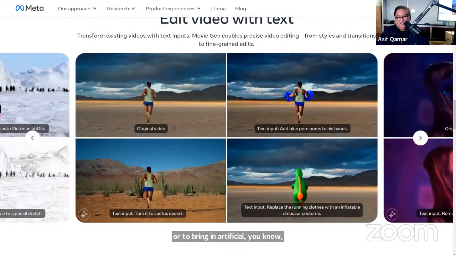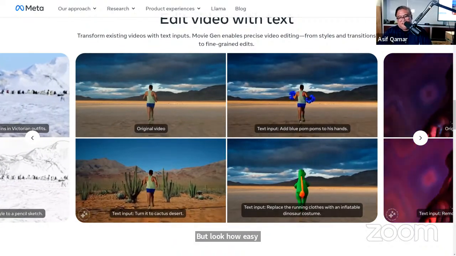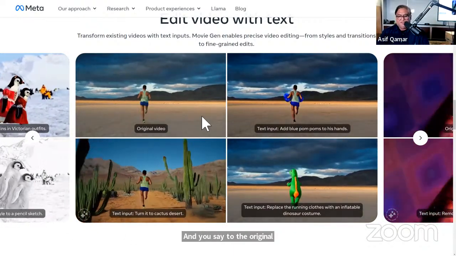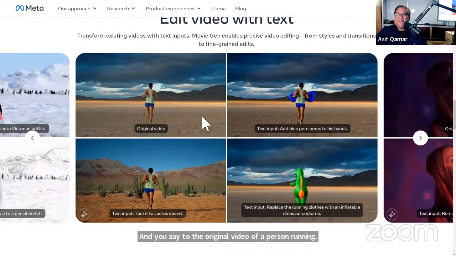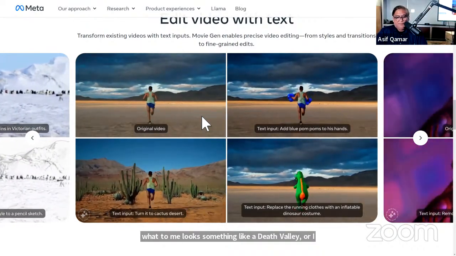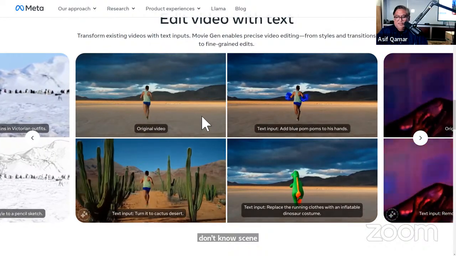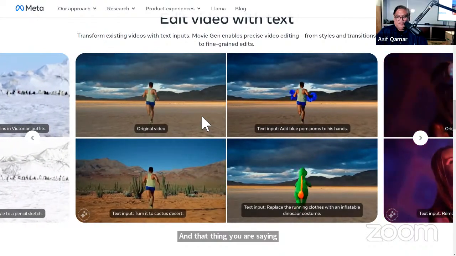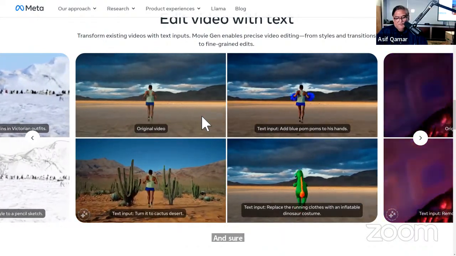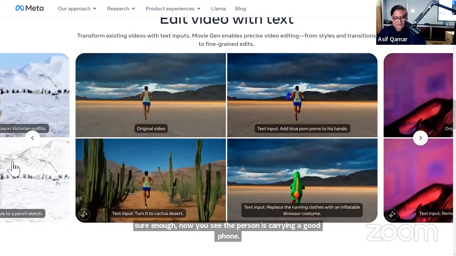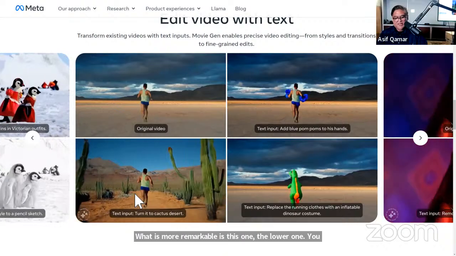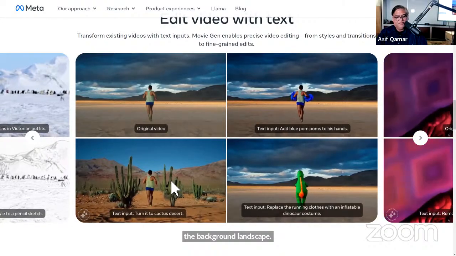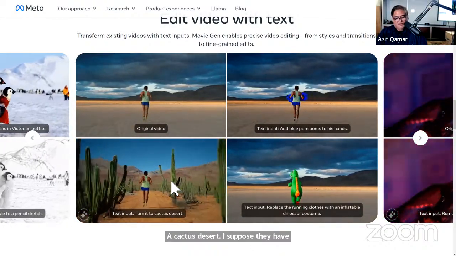But look how easy it is here. You just give it a text input and you say, to the original video of a person running, in what to me looks something like Death Valley, or I don't know, some sort of a plain valley, add blue pom-poms to his hand. And sure enough, now you see the person is carrying blue pom-poms. What is more remarkable is the lower one. You say, change the background landscape to be that of a cactus desert. I suppose you have transplanted the runner from California to Arizona.